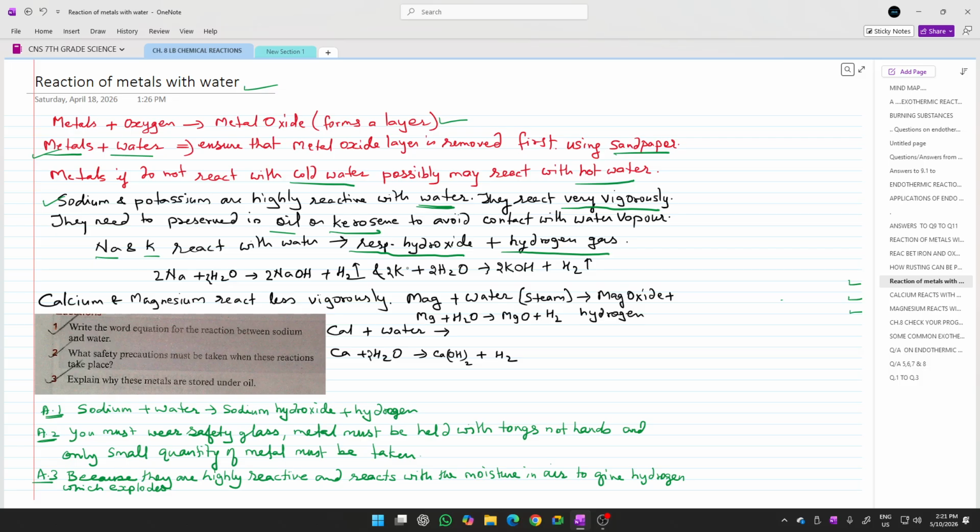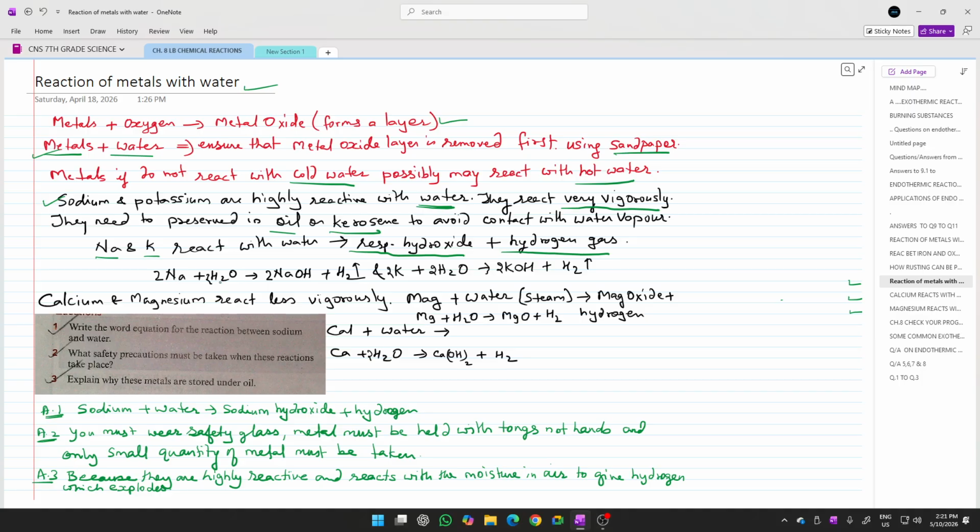Now, writing a chemical equation for this is not expected from 7th grade students, but I have written it for you because now we'll be coming to the 8th grade. For sodium, I've written Na. There is a 2 written in front of Na. That means 2 atoms of sodium are reacting.